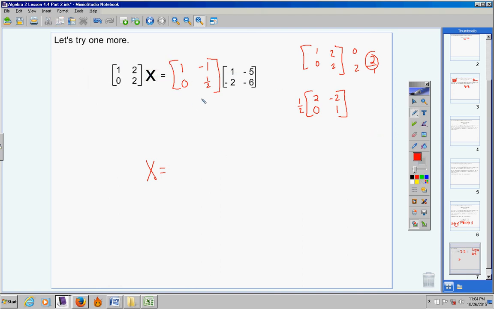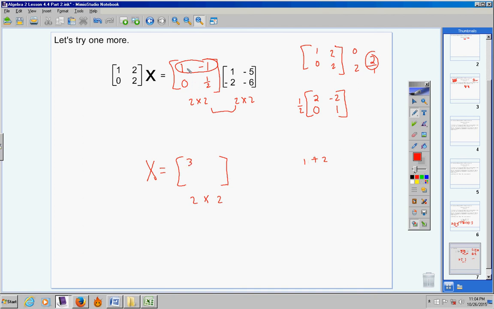So here we go, guys. Let's get after it. We have a 2 by 2 times a 2 by 2. Your inside numbers match, and your outside numbers are a 2 and a 2. So your order's a 2 by 2. Row times column. First times first is 1. Second times second is positive 2. That's going to give you a 3.